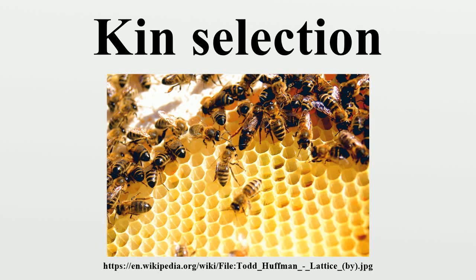Kin selection is the evolutionary strategy that favors the reproductive success of an organism's relatives, even at a cost to the organism's own survival and reproduction. Kin altruism is altruistic behavior whose evolution is driven by kin selection. Kin selection is an instance of inclusive fitness, which combines the number of offspring produced with the number an individual can produce by supporting others, such as siblings.